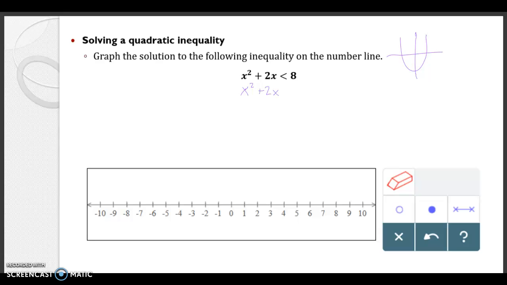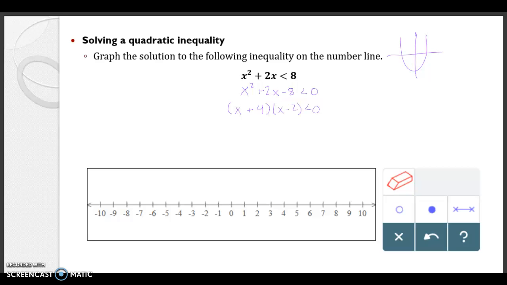So if I were to subtract 8 on both sides, I would get x squared plus 2x minus 8 is less than 0. So that's my goal. I want less than or greater than something 0. Okay. Now I can go ahead and factor. So this factors into x plus 4 times x minus 2 is less than 0.